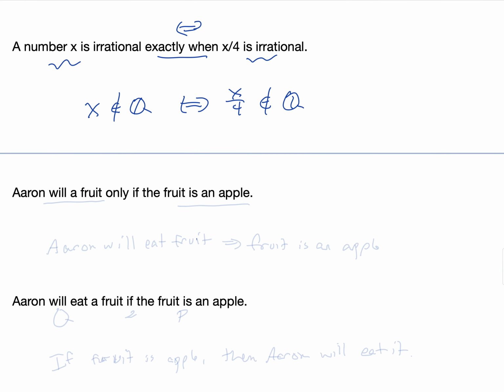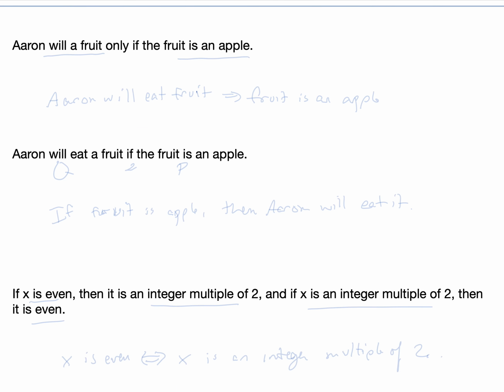Aaron will eat a fruit only if the fruit is an apple. So if Aaron eats the fruit, then the fruit must have been an apple. Aaron will eat a fruit only if it is an apple. If it's anything else, he will not eat it. And so Aaron will eat the fruit implies the fruit is an apple.